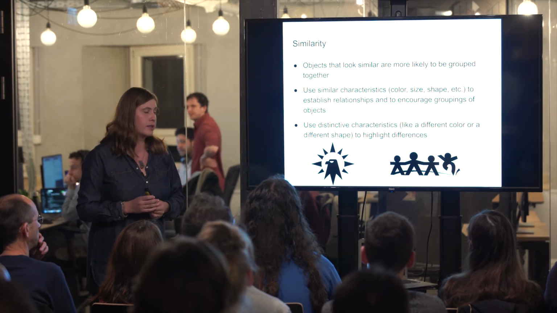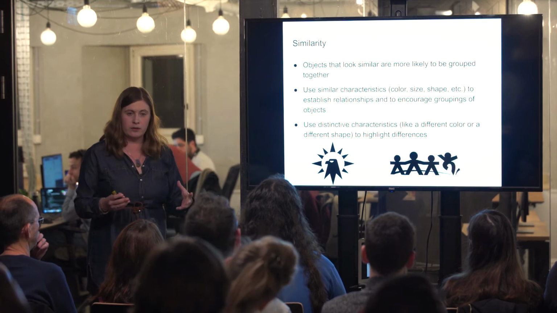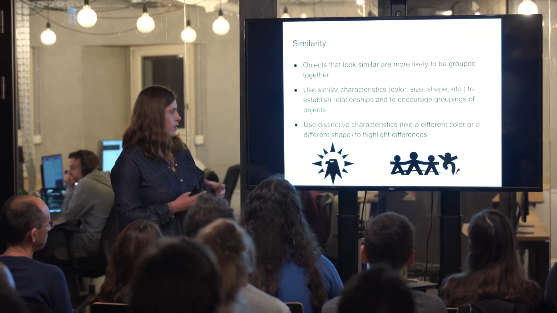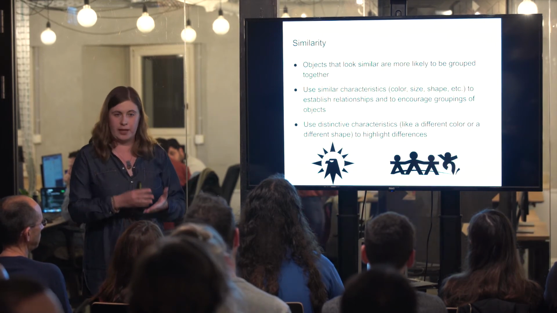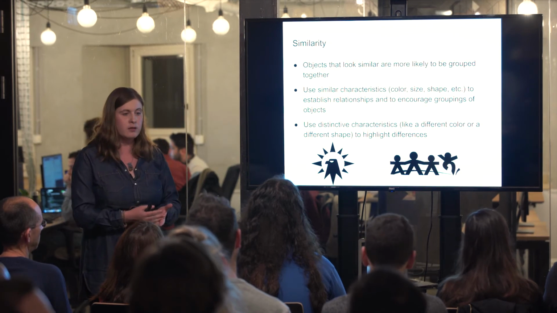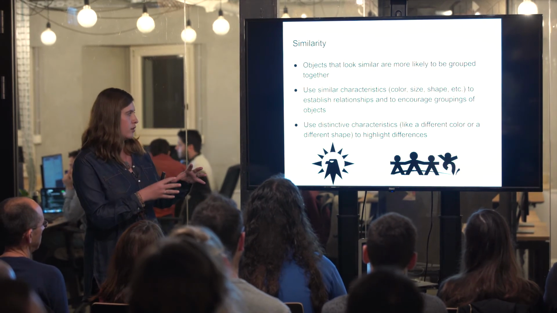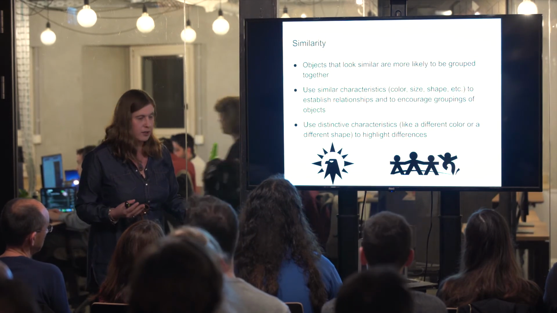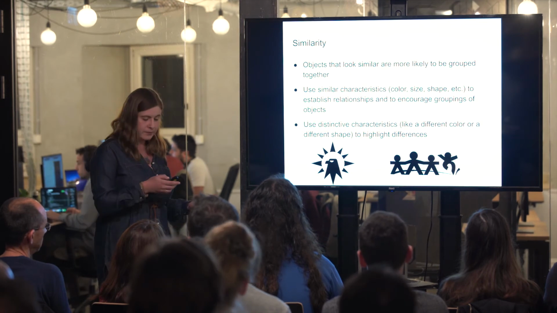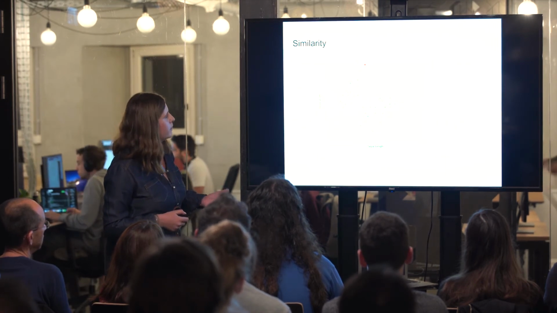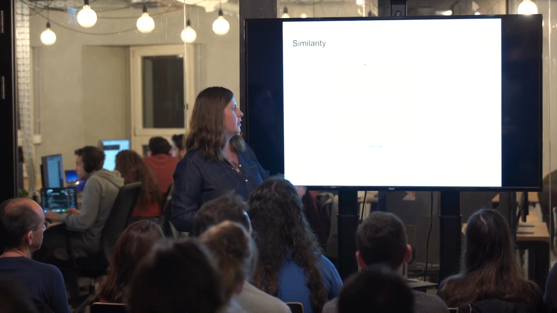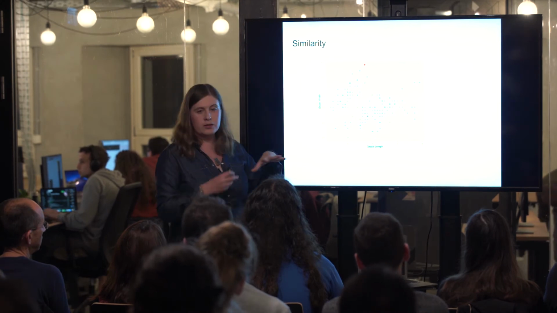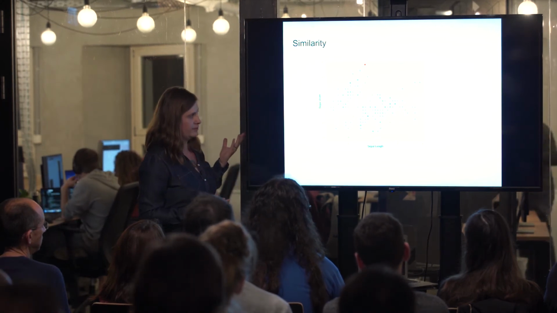Same goes with the similarity. So the objects that are similar to each other, we perceive that they're the same. For example, that means that we can use the same shape, same color, same size to make the objects look the same, and we can use distinctive characteristics to make it look different if we want to emphasize difference. For example, here, I want to emphasize that this point is different from all of the others, so I'm using color here to say that it's different.